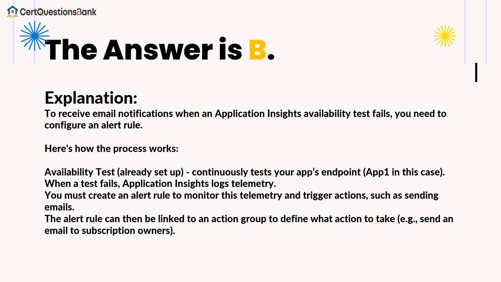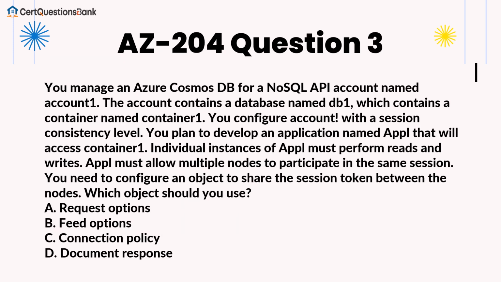You manage an Azure Cosmos DB for NoSQL API account named Account1. The account contains a database named DB1, which contains a container named Container1. You configure the account with a session consistency level. You plan to develop an application named App1 that will access Container1. Individual instances of App1 must perform reads and writes. App1 must allow multiple nodes to participate in the same session. You need to configure an object to share the session token between the nodes.